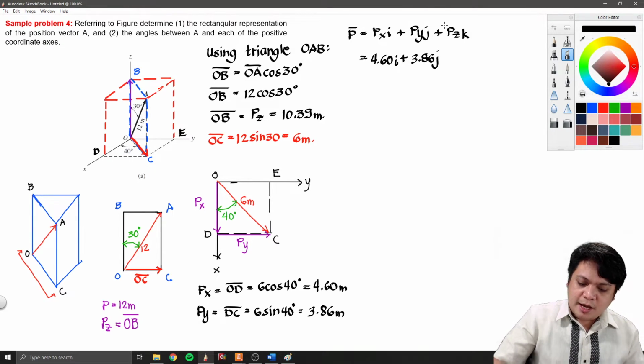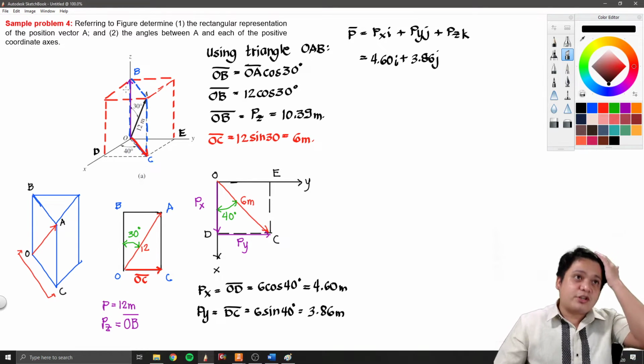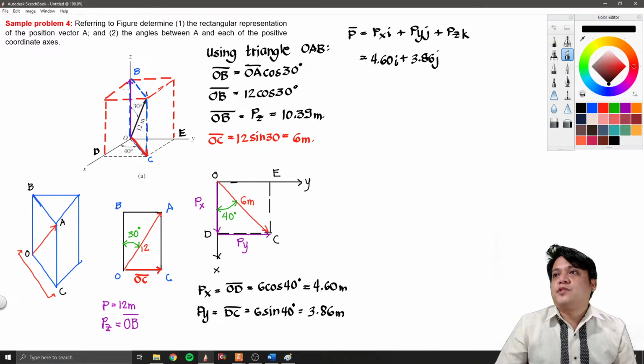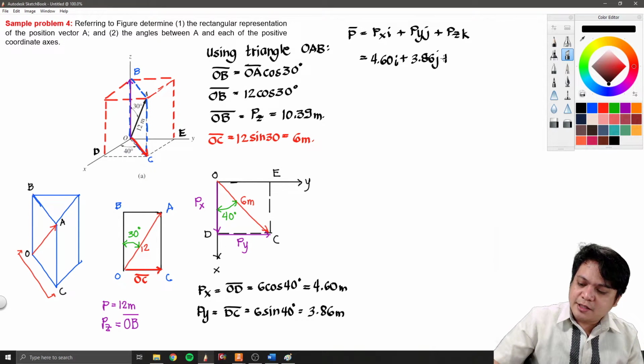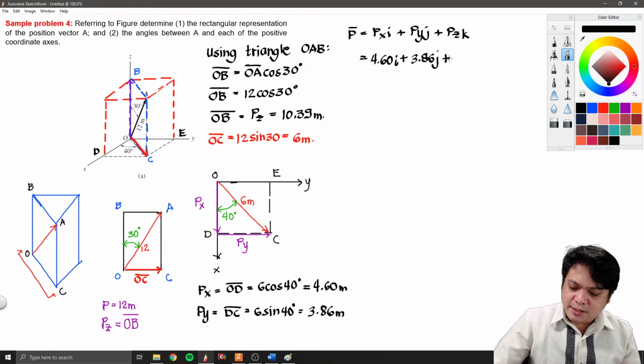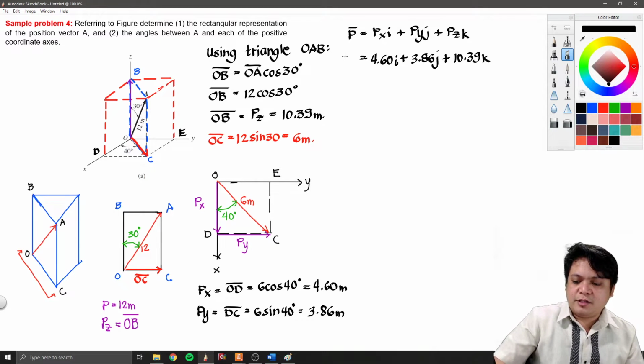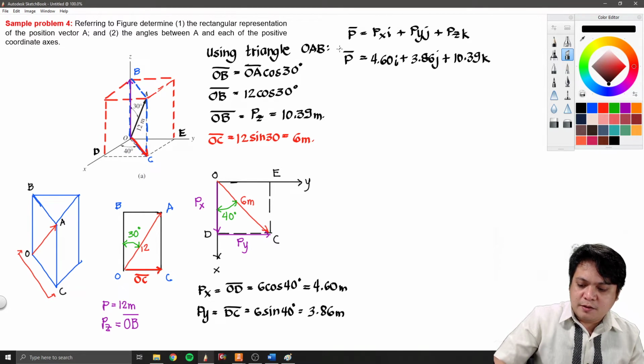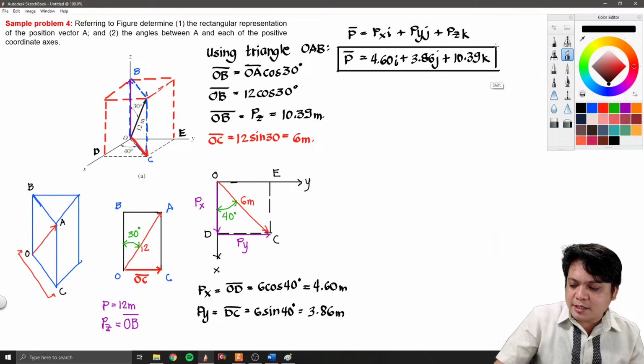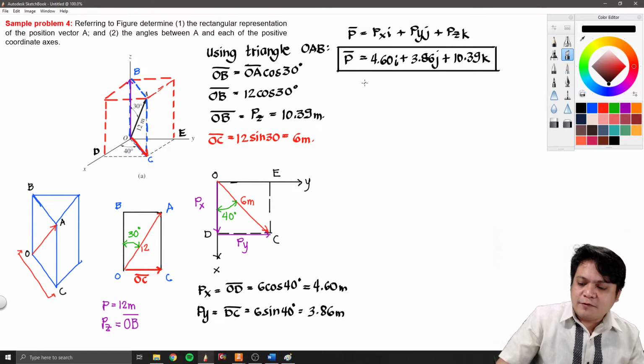of J. And then yung ating PZ is pataas din naman, which is on the positive Z-axis. So, lalagyan din natin siya ng positive. So, plus, we will be having here 10.39K. Okay? So, this is now your P. Now, to check yan, syempre, tingnan nyo yung pinaka-SRSS natin, ano? So, yung value ng P, so that's check.